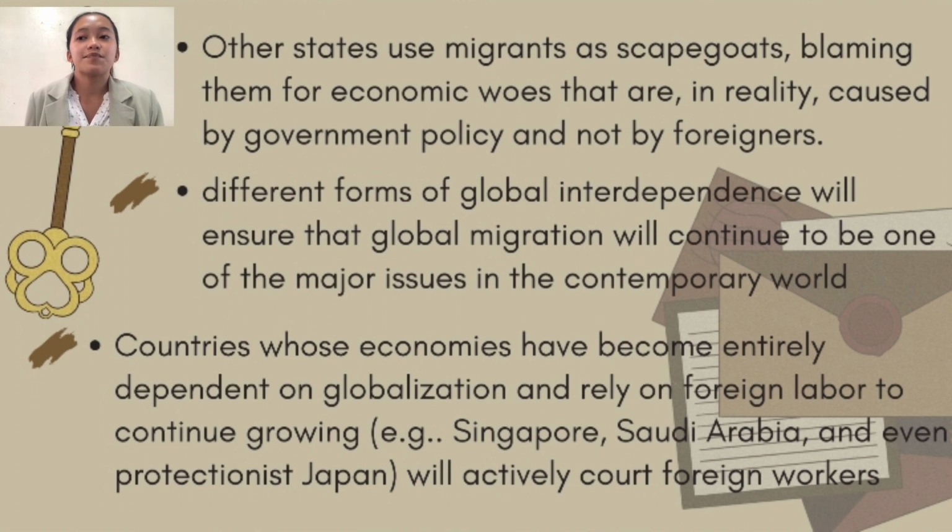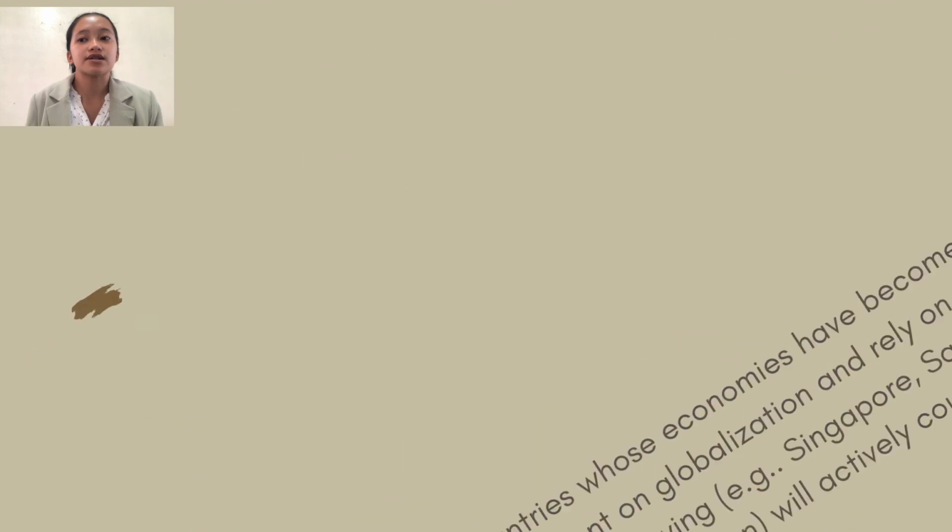Yet, despite the various contradictions, it is clear that different forms of global interdependence will ensure that global migration will continue to be one of the major issues in the contemporary world. Countries whose economies have become entirely dependent on globalization rely on foreign labor to continue growing. Example countries are Singapore, Saudi Arabia, and even protectionist Japan.